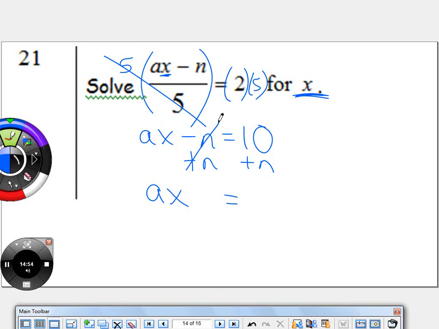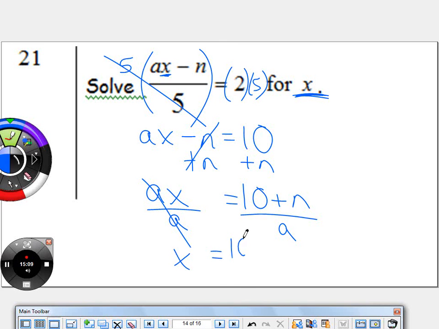Now this is not 10n, this is 10 plus n. Those are different. One has a letter, one doesn't. They're not considered like terms. The last step is we want to divide by a. Divide by a, that cancels out. So x equals 10 plus n divided by a. That's an a. Okay?